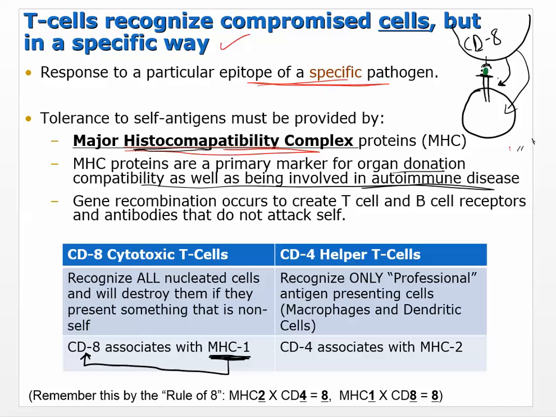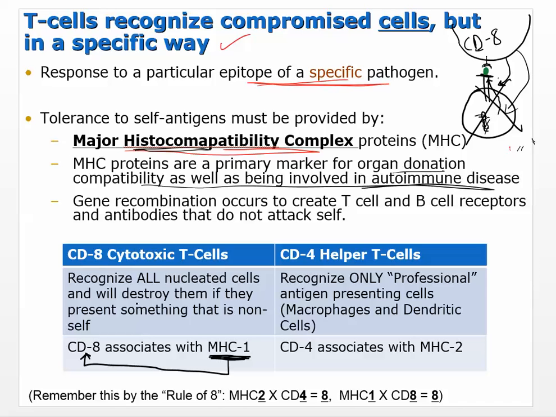That's what cytotoxic means. So if it recognizes this as being foreign, that means that inside here there's a pathogen hiding, and we have this process where we kind of take proteins apart at random. You know, it's not selecting this particular pathogen and expresses it on that MHC1. And then the CD8 cytotoxic T cell recognizes it and says, oh, if I recognize you, you're non-self, and will kill that cell. Okay, so CD8 cytotoxic T cells recognize all nucleated cells and will destroy them if they present something that is non-self. Okay?